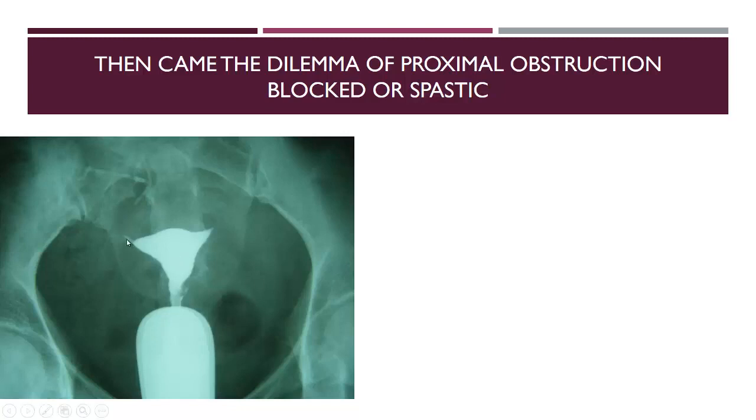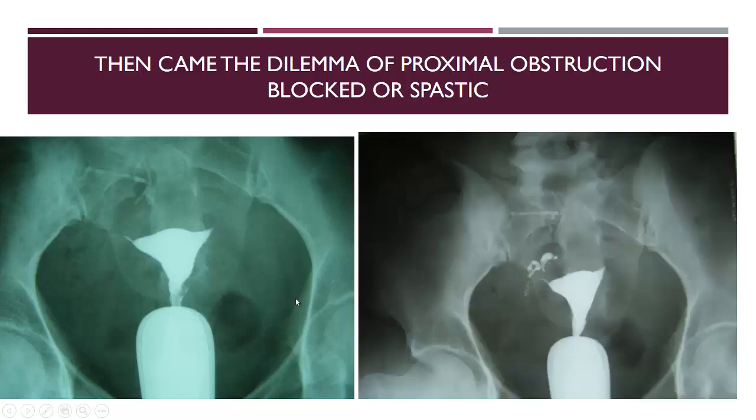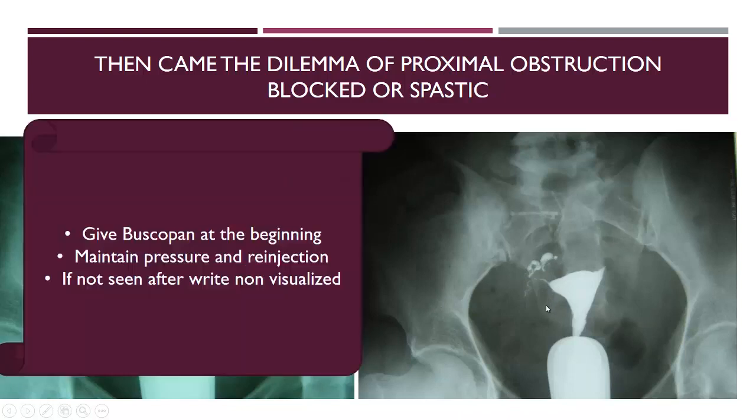Of course, there is a part starting to appear, so I have to apply a little pressure and see. Here the fallopian tube starts to appear. So give Buscopan at the beginning, maintain pressure and re-inject. If not seen after that, then it is not visualized. So this is the tube, it becomes well delineated.